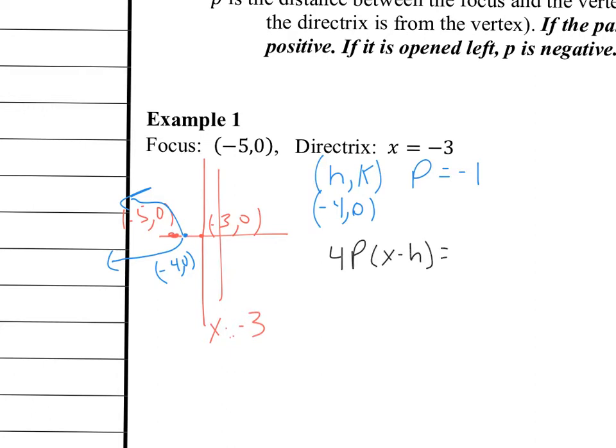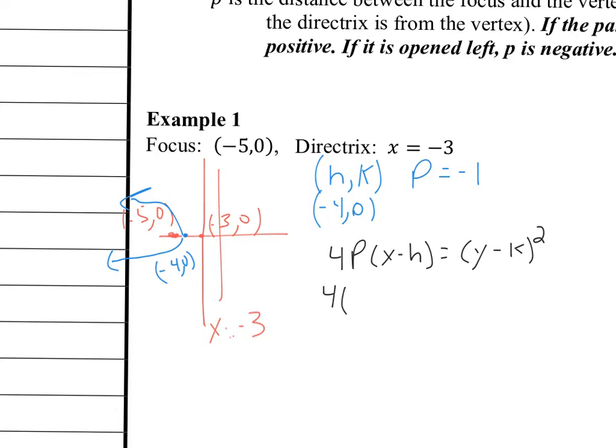x minus h equals 4p, y minus k quantity squared. There's a reason that I'm writing this out each time I do it, and it's not because I want to memorize it, it's because I want you to. The more times you write this equation, the better off you are. You'll remember it. You have a better chance of it anyways. So, alright, let's plug it in.